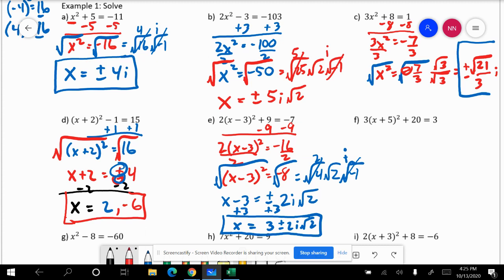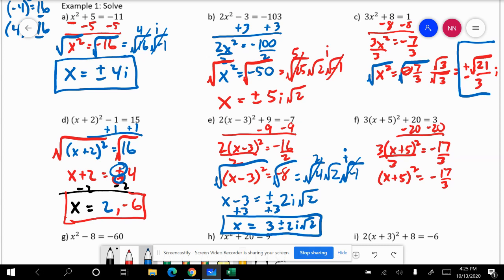Now, looking at letter F, the process is the same. We're first going to subtract the 20. We get 3 times x plus 5 squared is equal to negative 17. We divide it by 3. We get x plus 5 squared is equal to negative 17 over 3. Once again, we want to get rid of the squared by taking the square root. And because there's a denominator, we're going to rationalize it. So we're going to multiply the top and the bottom by the square root of 3.